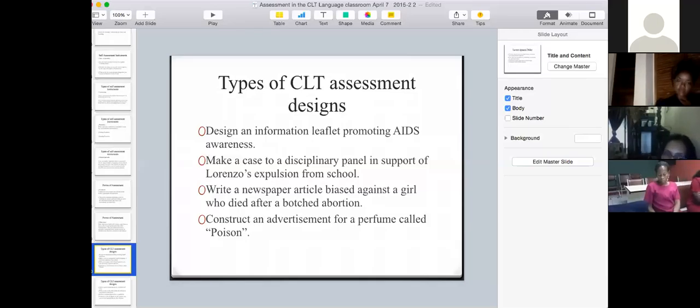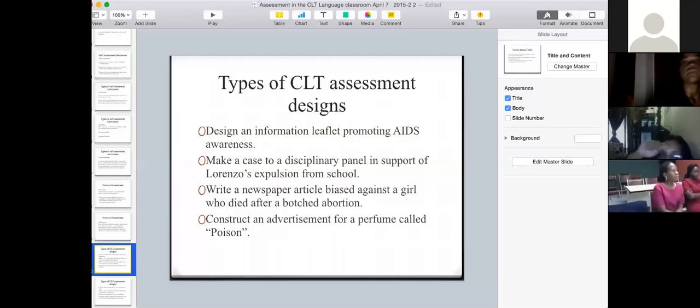Talk to me about the things that student would have to have learned in the lesson in order to write an effective newspaper article on a botched abortion. What would the student have had to have learned? Maybe some form of letter writing, because it could be a letter to the editor. That was you, Carrie Dean? Yes. Okay, that's excellent.